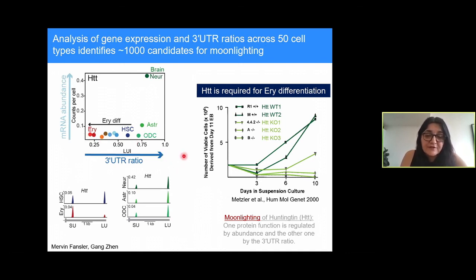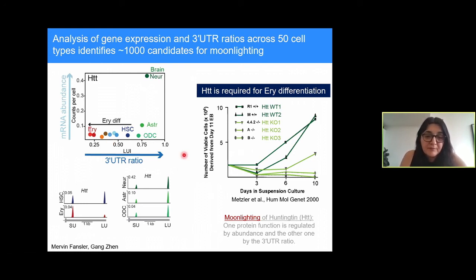So interestingly, there is already a report that studied the function of Huntingtin during erythrocyte differentiation, and this was published 20 years ago. They didn't look at 3'UTRs, of course, but at least they found that the presence of Huntingtin is required for erythropoiesis. And so what we would like to know is if the function of Huntingtin requires a change in 3'UTR isoform expression. And this is something we want to look at in the future.